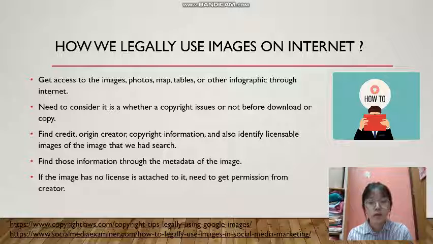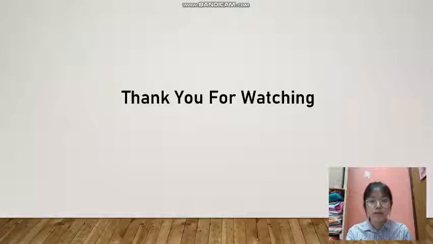And next, if the image has no license attached to it, then we need to get permission from the creator before we use it. That's all for me.